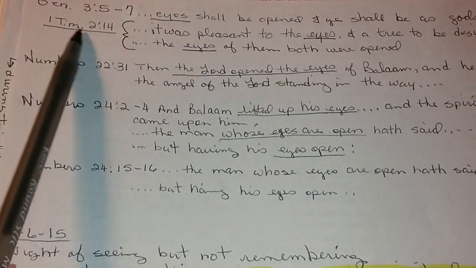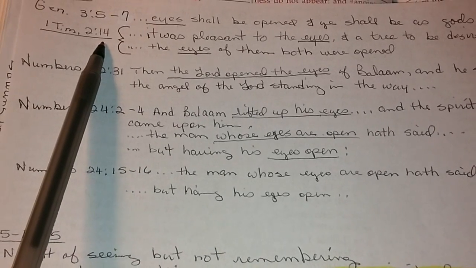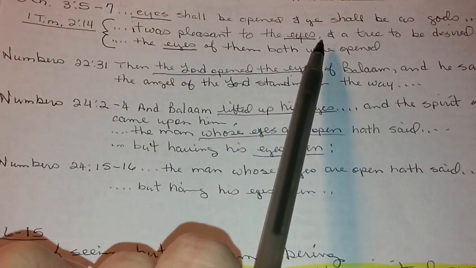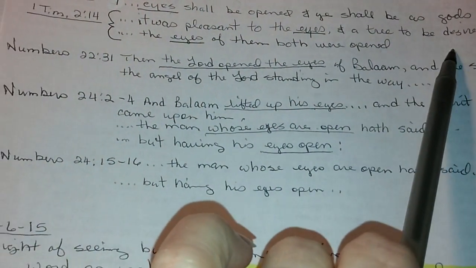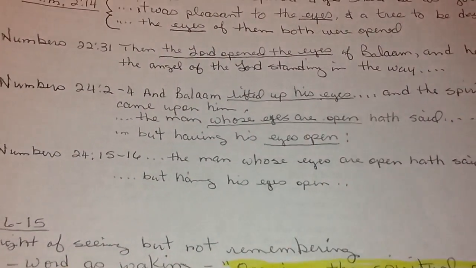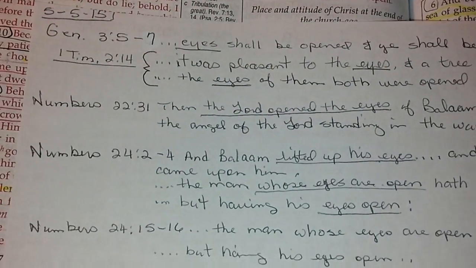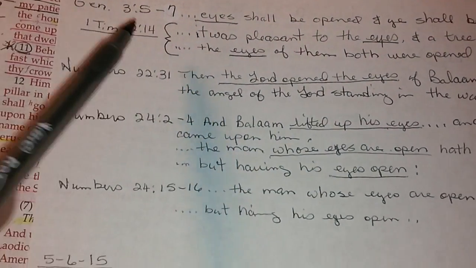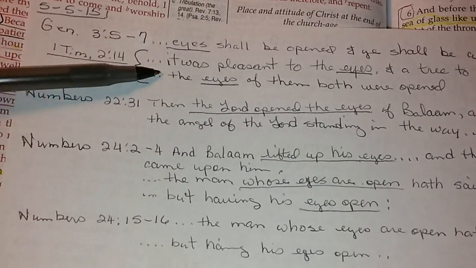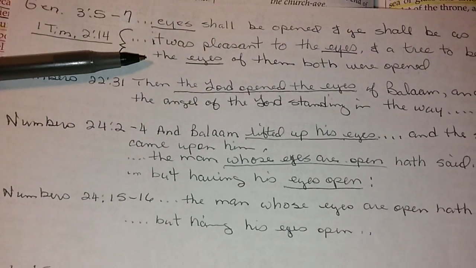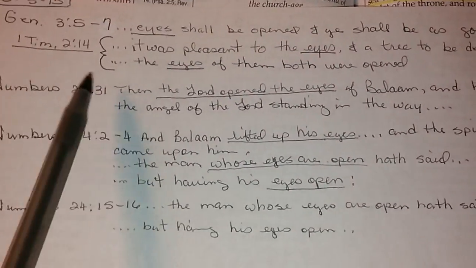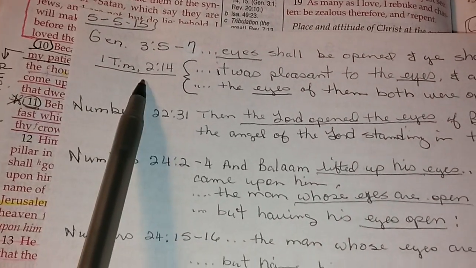Anyway, we see in 1 Timothy 2:14 reference, it says, it was pleasant to the eyes and a tree to be desired. The eyes of them both were opened. Wait a minute here. This is all in Genesis. All these reference ideas here that I pulled out of what the scripture says is all in Genesis. And I made a reference back to 1 Timothy 2:14.